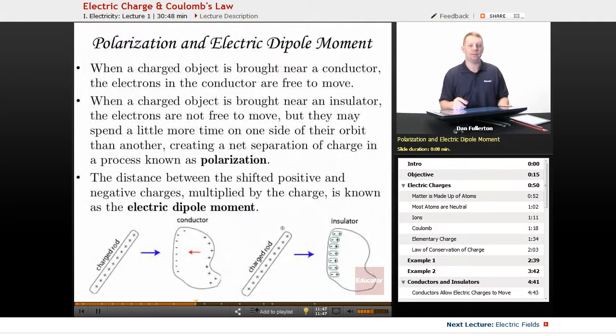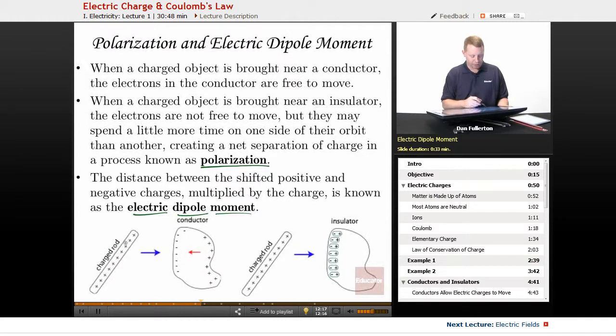Let's talk about that a little bit more. When a charged object is brought near a conductor, the electrons in the conductor are free to move. But when a charged object is brought near an insulator, the electrons aren't free to move. They spend a little more time on one side of their orbit, creating a net separation of charge known as polarization. Now, the distance between the shifted positive and negative charges multiplied by the charge is known as the electric dipole moment. And here we just have a couple of diagrams showing that.